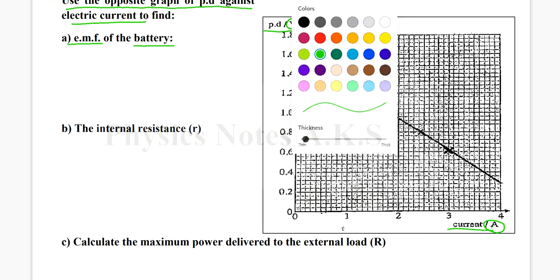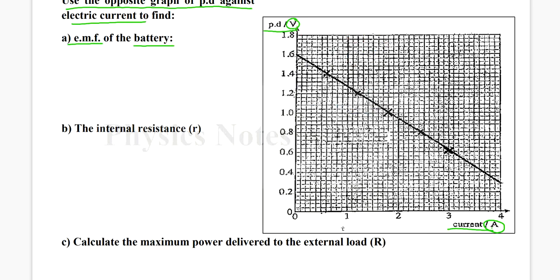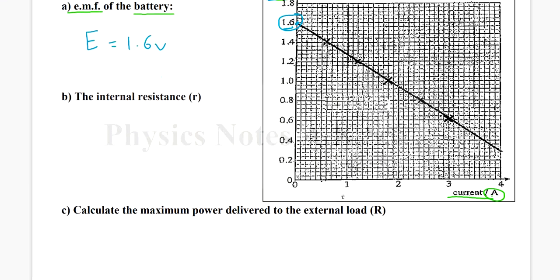I guess we solved a question before on how to find the electromotive force, and we agreed that the electromotive force is going to be the point of intercept with the voltage axis. So it's going to be this value, which is 1.6. So here the electromotive force equals 1.6 volts. Okay, that's it. Here there's no calculation.